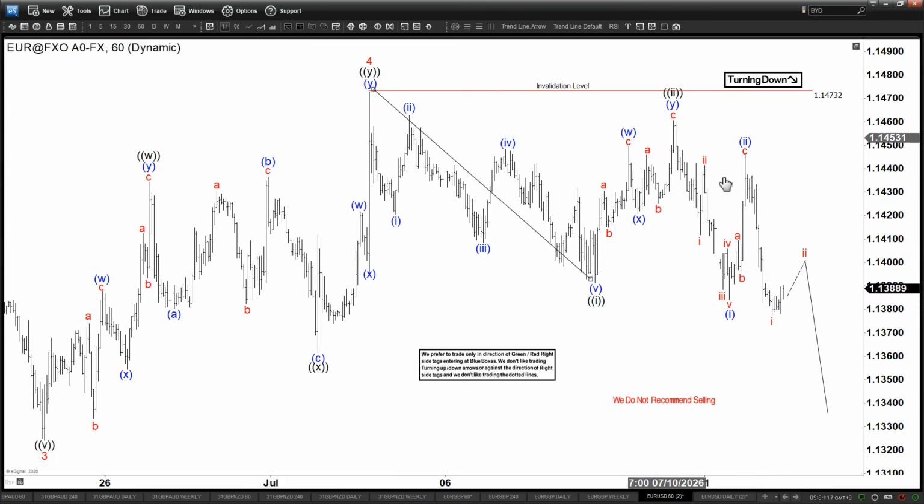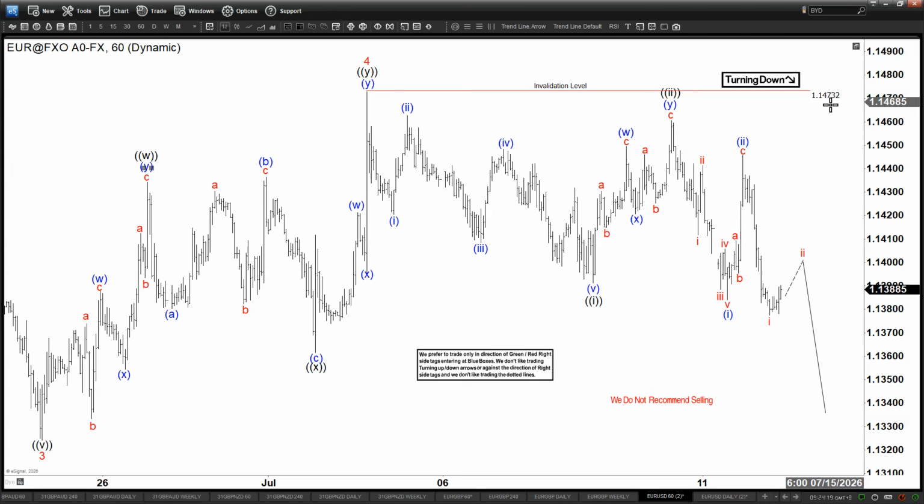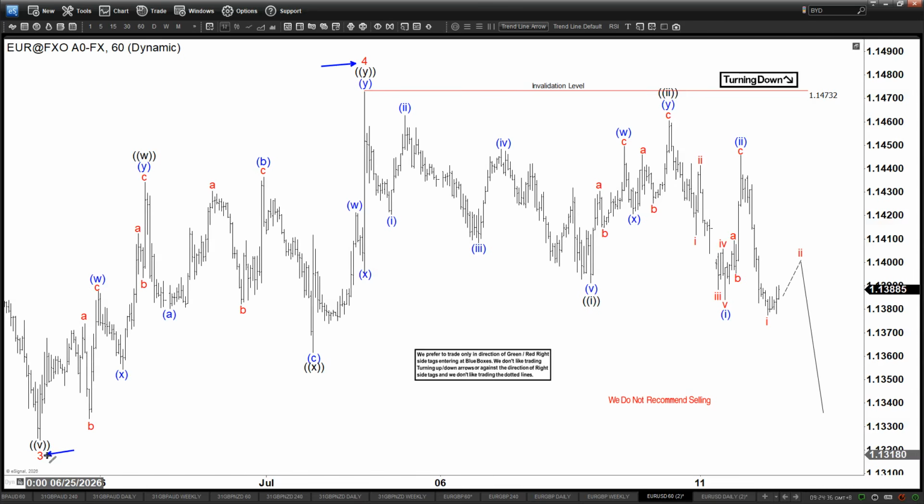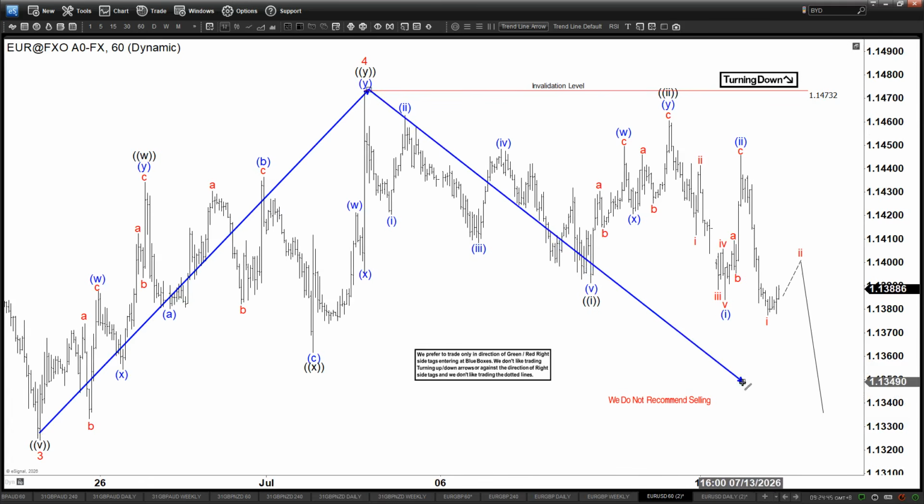Okay, so as a result, as long as we stay below 114.70, the path of least resistance remains lower. And if I zoom out to the daily time frame, you notice also the arrow is only turning down, it's not red. The reason is simple: even though we are calling for wave 4 completed, we still need to break below wave 3 to confirm that this correction is really over and that we don't become a bigger double correction, right? Another option will be a bigger WXY like this.